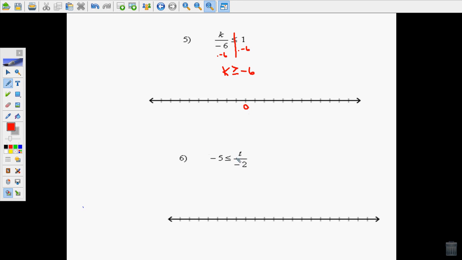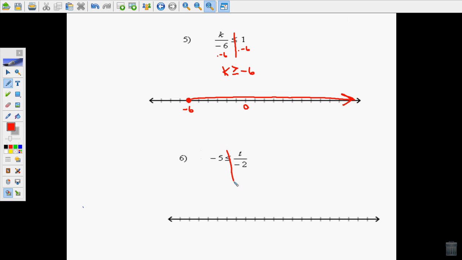So go ahead and graph your number line for k is greater than or equal to negative 6. Okay, so find negative 6. Should have a solid circle at negative 6 because there's a solid line underneath our inequality. It's greater than or equal to. Should be going this direction. And just to double check, if we picked a number like 0, 0 divided by negative 6 is 0, and 0 is less than 1. So we've got that going the right direction when we check it. Okay, go ahead and try to solve number 6 on your own.